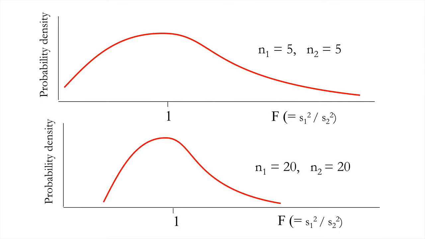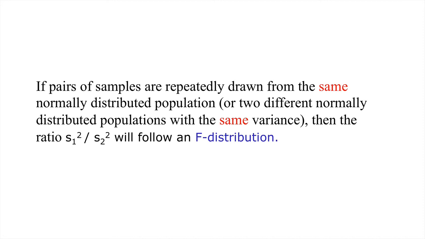But of course, as we get higher and higher sample sizes, for example n1 is 20 and n2 is 20, then the expected ratio is likely to be much closer to the 1 than if we had a smaller sample size. So the variability in that overall F distribution is supposed to be less. Here is the defining attribute of an F distribution. If pairs of samples are repeatedly drawn from the same normally distributed population or two different normally distributed populations with the same variance, then that ratio will follow an F distribution. So what we need is a normal distribution and repeated samples from that ratio of s1 squared to s2 squared should follow a theoretical distribution known as the F distribution.